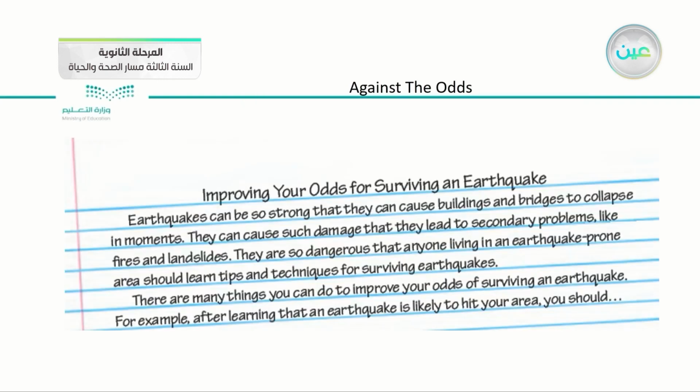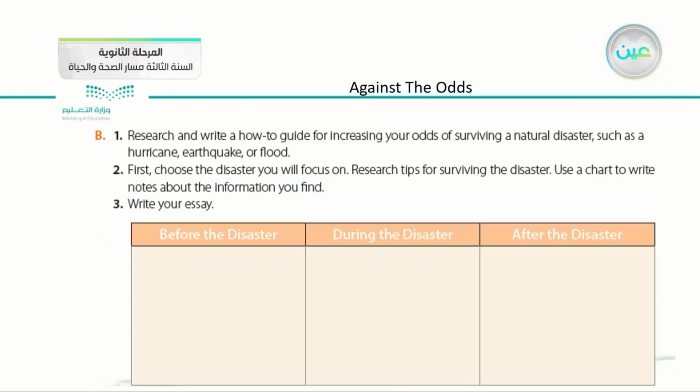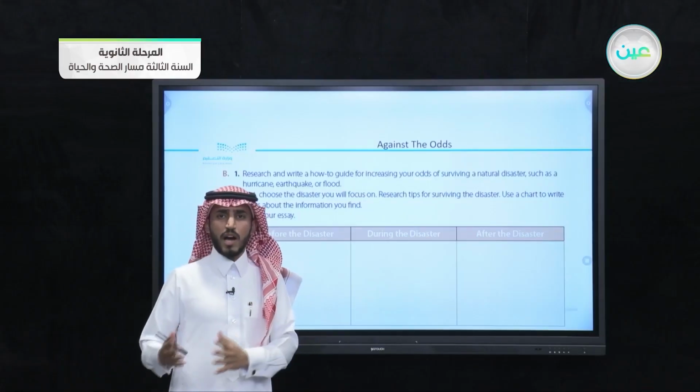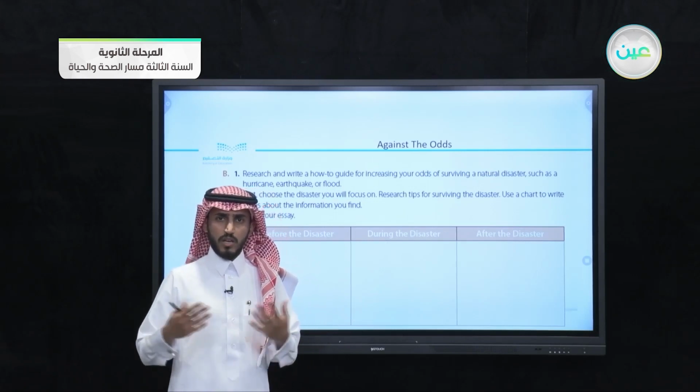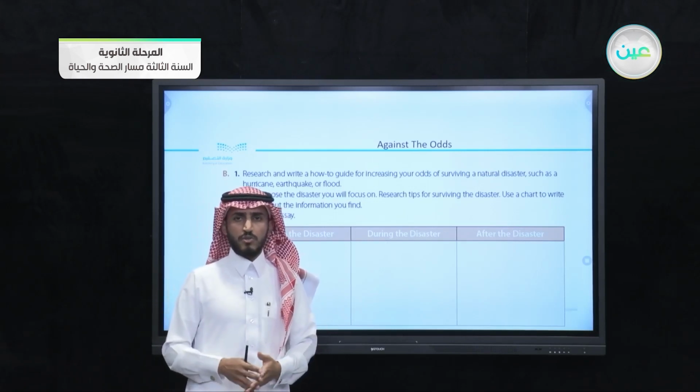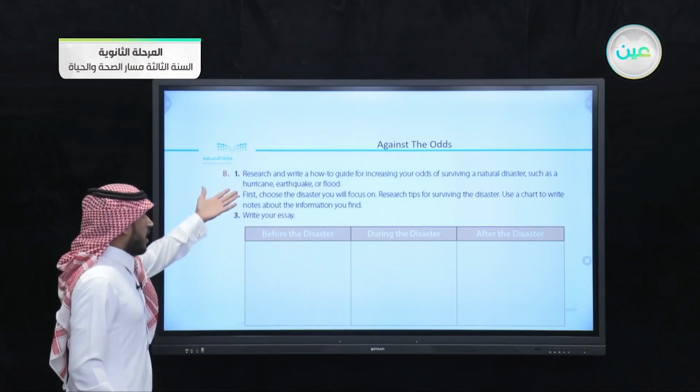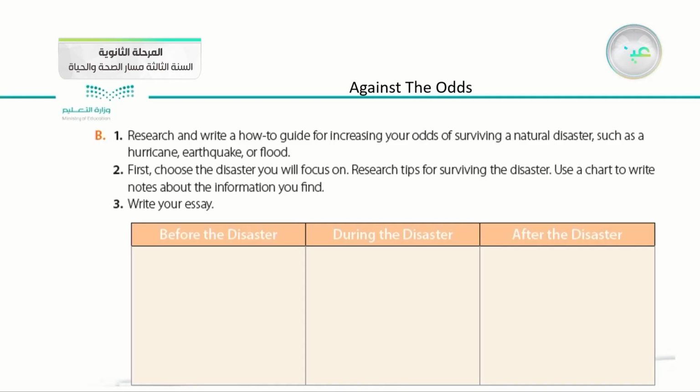situations. Then after that, we went on to learn how to write our own how-to guides regarding one of the disasters that we suggested for you to choose. Here we have some suggested natural disasters such as hurricane, earthquake, or flood. You were asked to choose one of them.